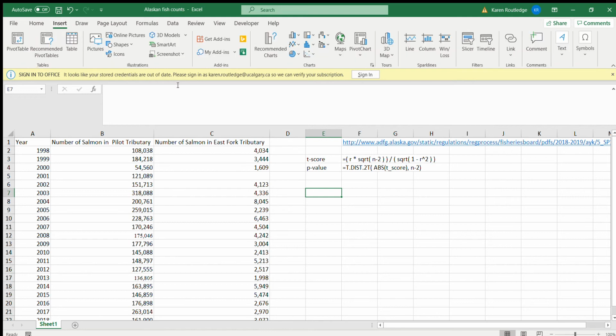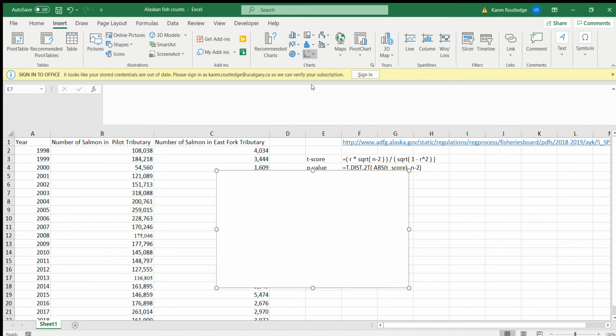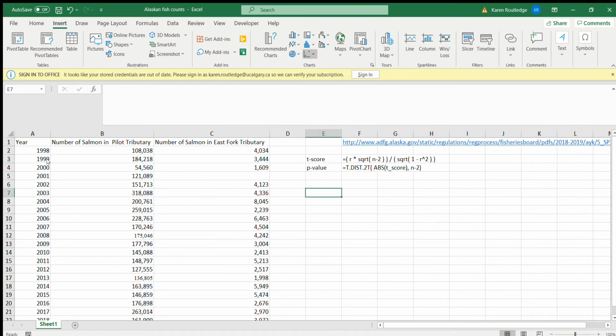So let's insert a plot. We'll do Insert. We want to insert a scatter plot, and we want to insert a scatter plot just using the dots. We don't want Excel to put straight lines that connect our data points, and we definitely don't want it to put in curvy lines. So our data are whole numbers of years.